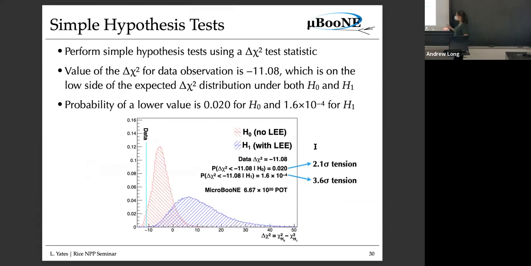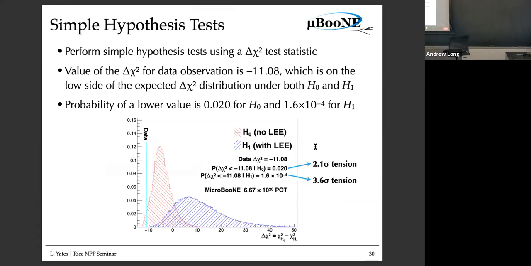And the other statistical test I'm going to talk about today is a simple hypothesis test. So we do this using a delta chi-square. We basically take the difference between the goodness of fit chi-squares that were used in the statistical test on the previous slide. And let me explain this plot because it's kind of the most helpful thing.